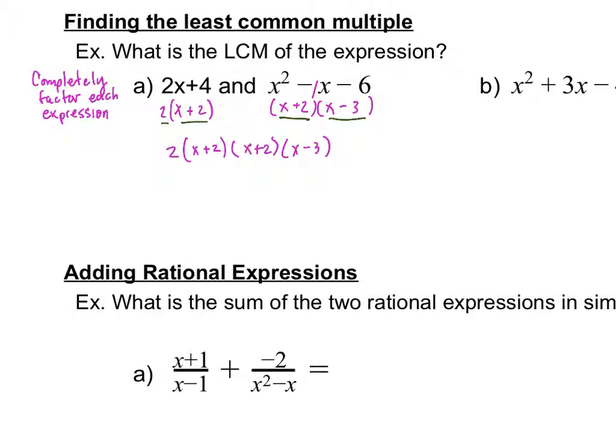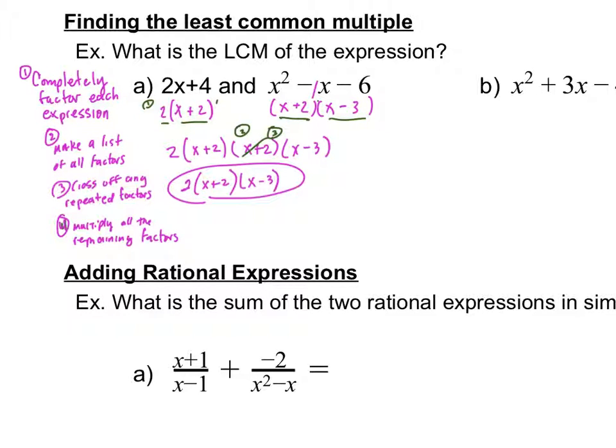Now that we've made a list of all the possible factors, we want to remove the duplicates, and the duplicate would be that additional x plus 2, because each one of these only has 1. They only have 1, so my least common multiple is going to be 2 times x plus 2 times x minus 3. That's my least common multiple.